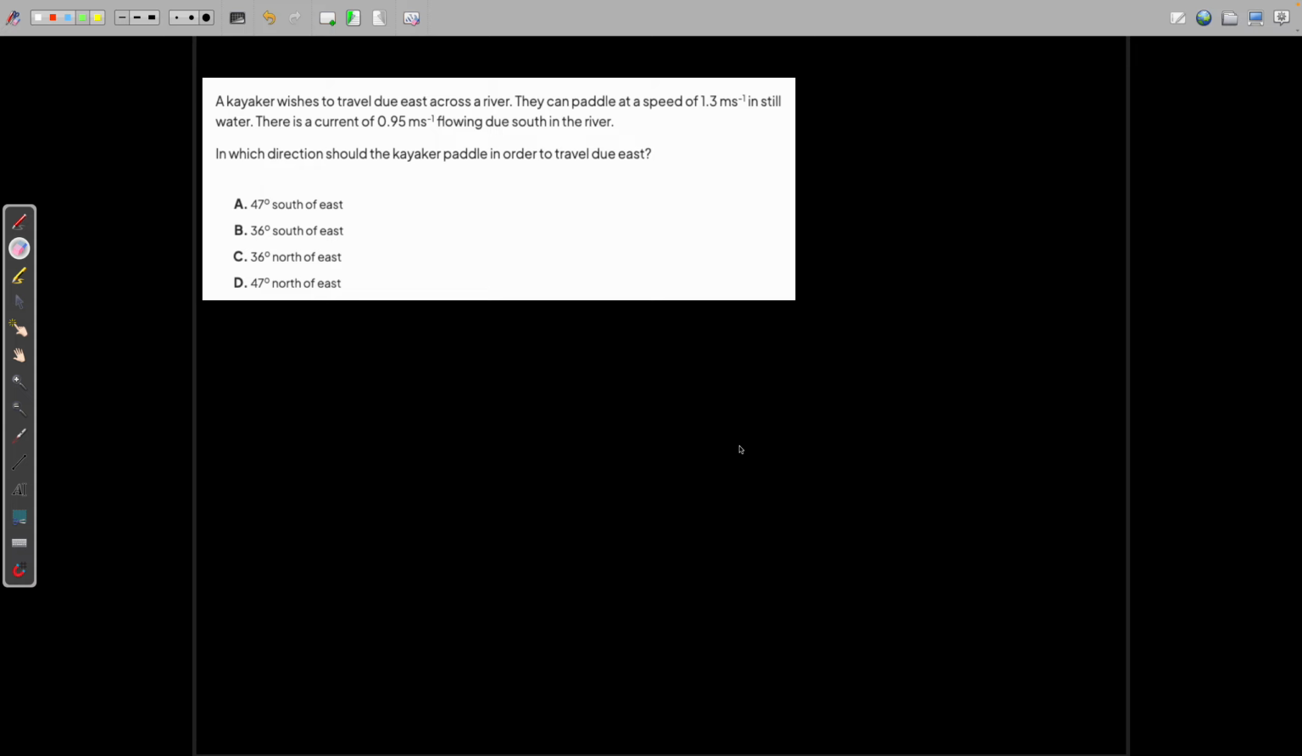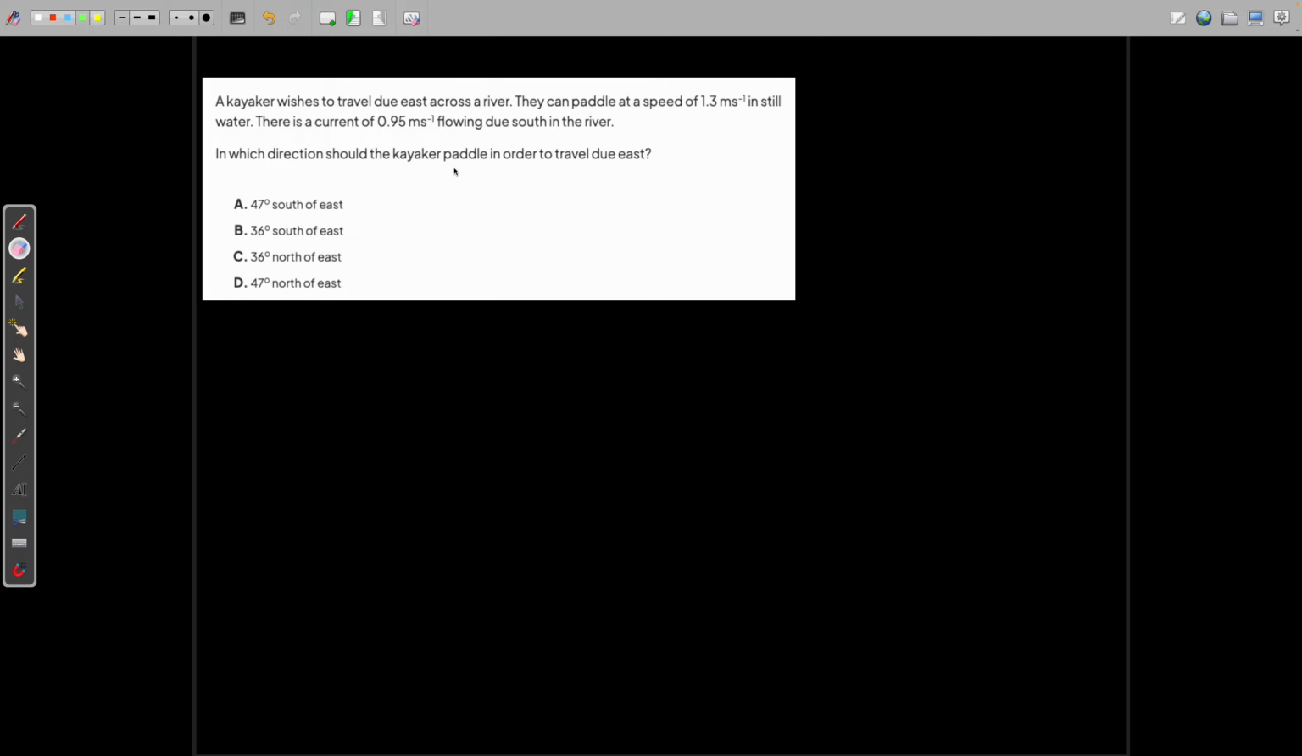Question 5 from the mini test 2 part 1. So you've got a kayaker that wants to travel across a river and they want to go due east. They can paddle at a speed of 1.3 meters per second in still water, and there's a current of 0.95 meters per second flowing due south in the river.